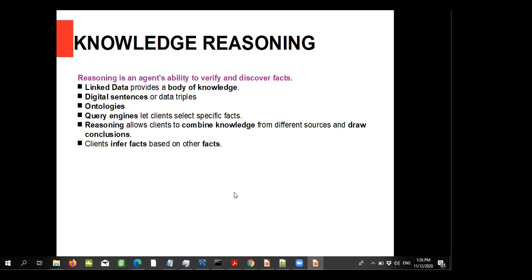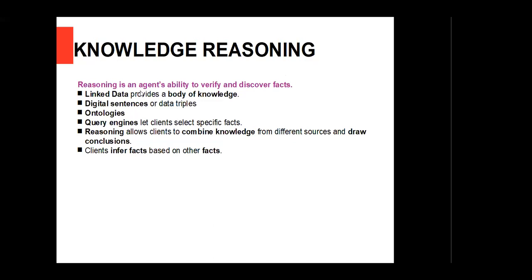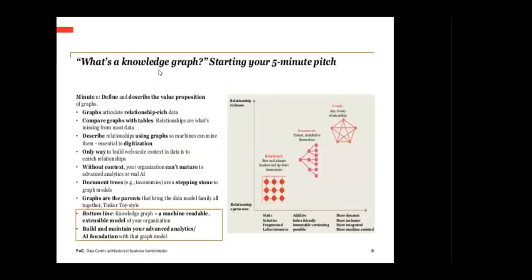So reasoning is an agent's ability to verify and discover facts. Linked data provides a body of knowledge: digital sentences, or what we call data triples, ontologies, and query engines that let us look for specific facts. Reasoning allows a client application to combine knowledge from different sources. Remember, our data pyramid is all about data engineering and data science so that we can draw conclusions. Client applications can also infer facts based on other facts. That's what we human beings do.